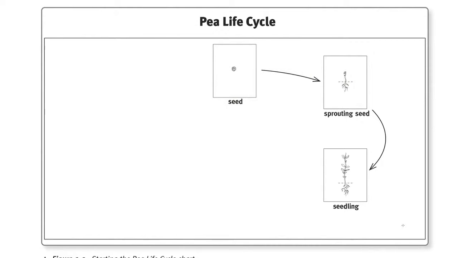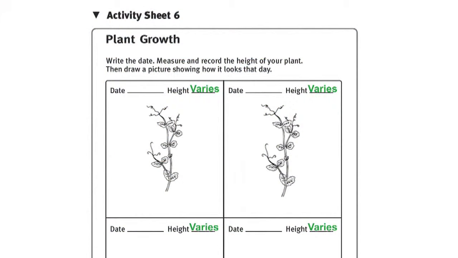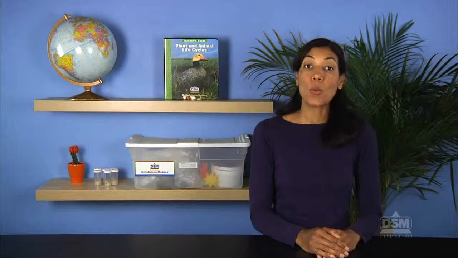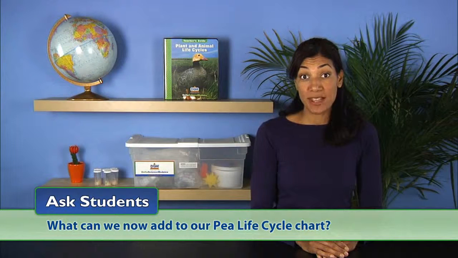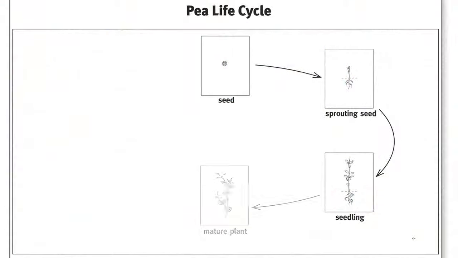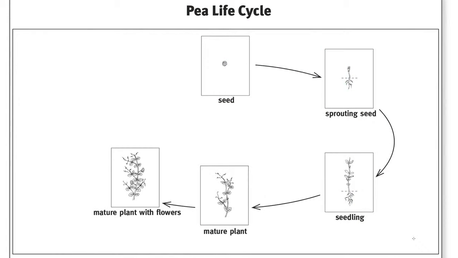To begin the activity, bring students' attention to the Pea Life Cycle chart begun in Activity 2. Redistribute each student's copies of Activity Sheet 6 and have students refer to the data they collected on those activity sheets. Ask students, what can we now add to our Pea Life Cycle chart? Students should suggest adding a larger plant, a plant with flowers, or a plant with seed pods.